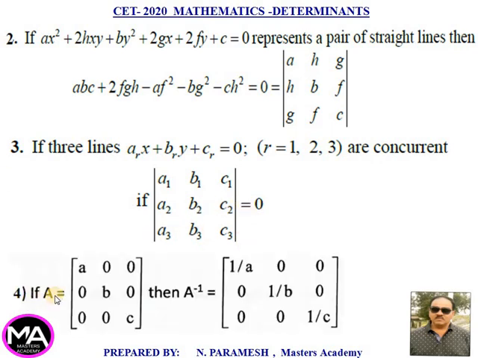Fourth point, if matrix A is equal to first row a 0 0, second row 0 b 0, third row 0 0 c, then A inverse is equal to matrix first row 1 by a 0 0, second row 0 1 by b 0, third row 0 0 1 by c.